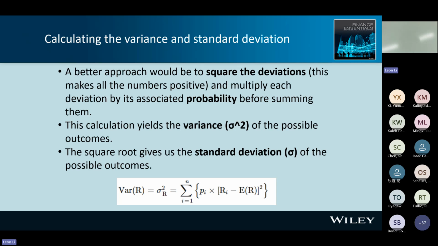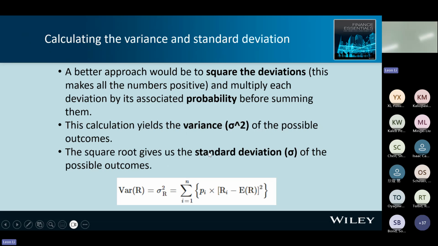So you can see here we show you the process. The better approach would be to square the deviation. This makes all the numbers positive, and then multiply each deviation by its associated probability before summing them up. Right? This calculation yields a variance, or I use sigma. This notation is sigma square of the possible outcome.